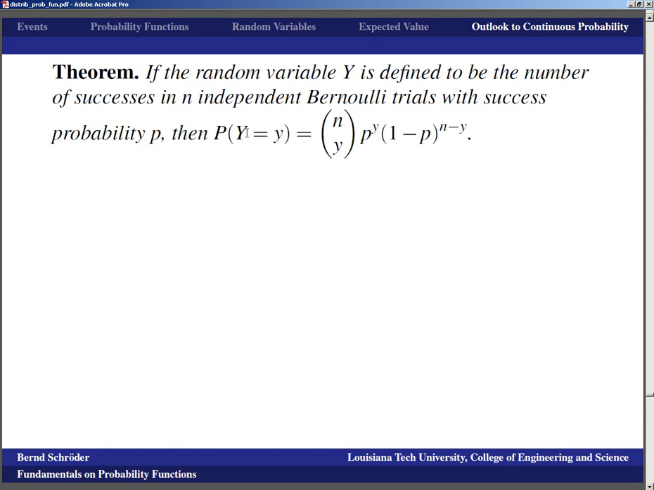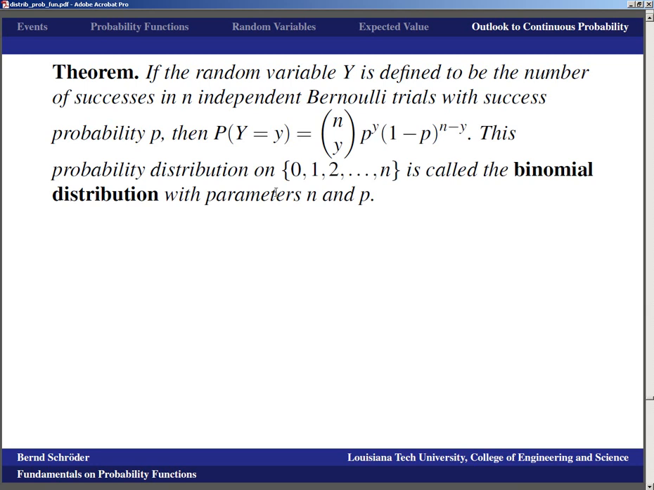Then the probability that your number of successes in n trials is y is n choose y, the total number of trials choose the number of successes. This is a binomial coefficient. We'll write down what the binomial coefficient is again below as we prove this. Then you have your success probability raised to y and your failure probability raised to n minus y, which somehow makes sense, right? Y successes should be y times you've got probability p, n minus y failures would mean n minus y times you've got probability 1 minus p, so 1 minus p to the n minus y. And this probability distribution is also called the binomial distribution with parameters n and p.